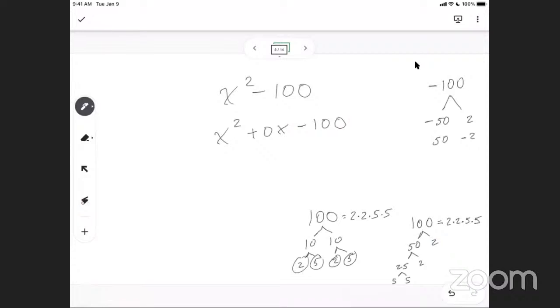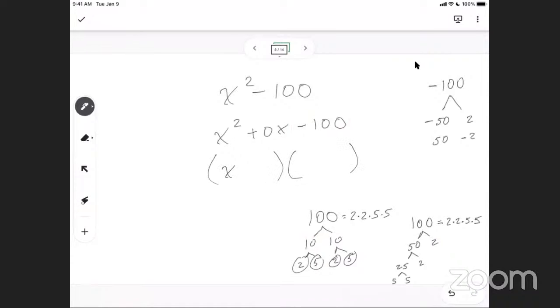So when you do something like this, it's not a bad idea to just break it all the way down and then start mixing up the factors, the prime factors, and thinking, how can I make 2 things multiply together to get negative 100, but then when I add them together, I get 0. Well, it has to be the same numbers, right? So how about 10 and negative 10?